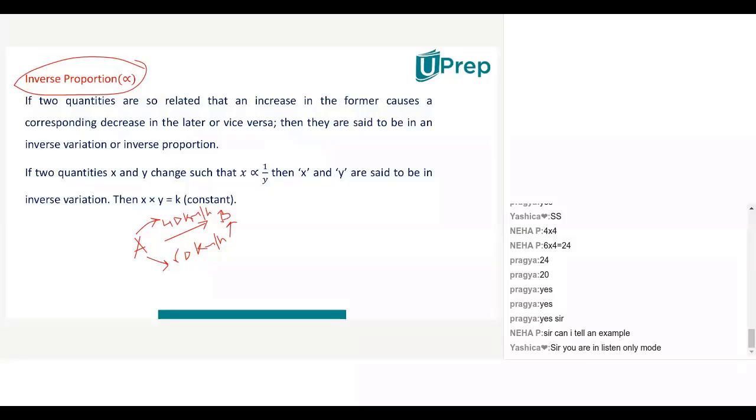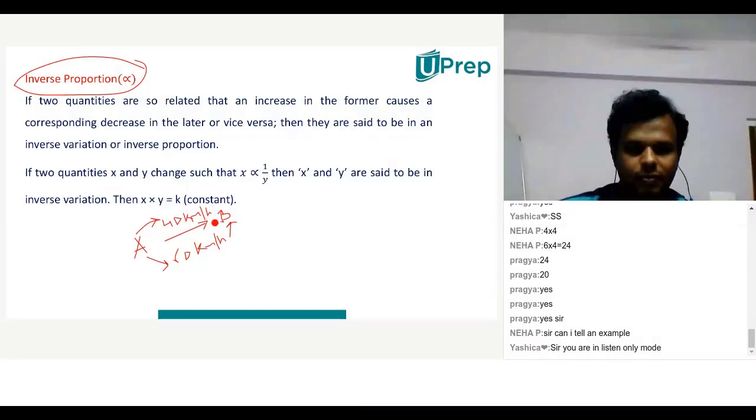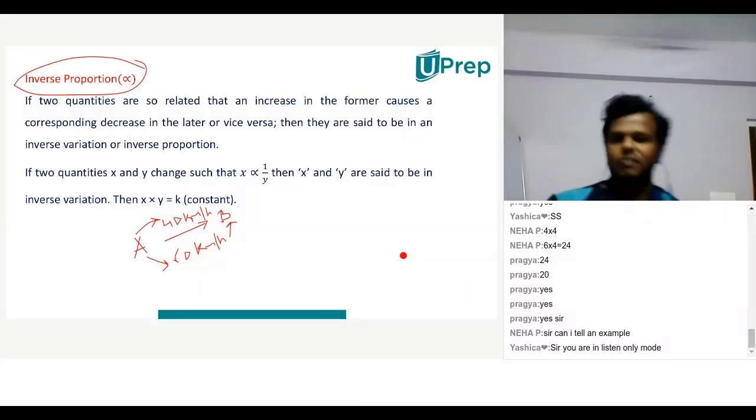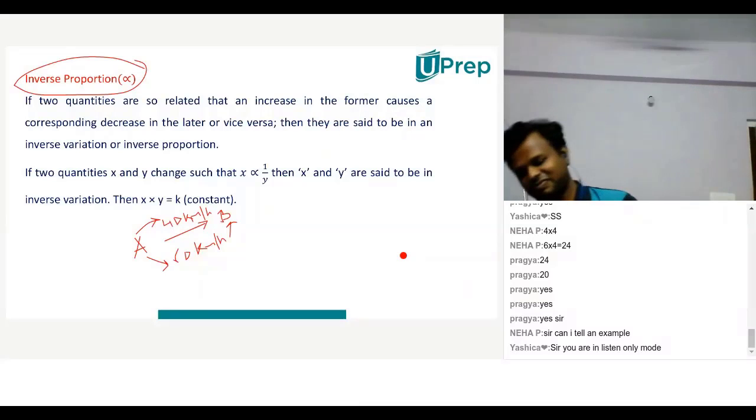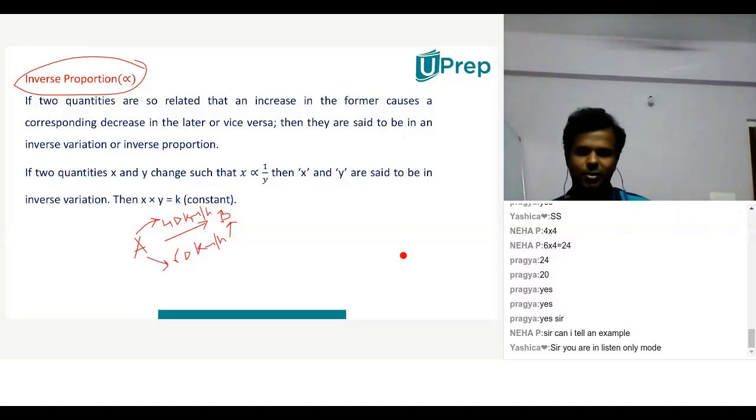Sir, is it like if in a supermarket there are some people, the stock will be more, and when the number of people increases, the stock will be less? No, I mean, not required like that. I think you can take a simple example where you understand.